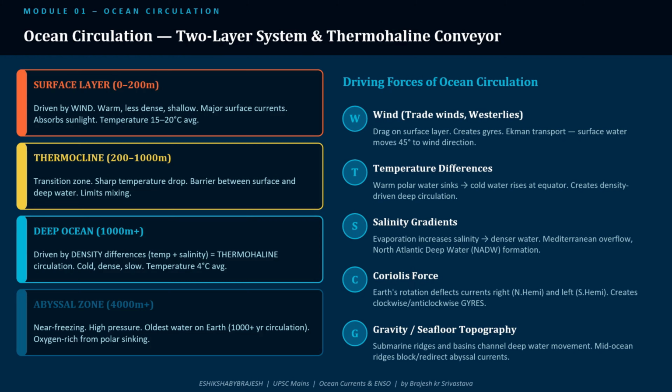Submarine ridges, trenches, and basins channel and redirect deep water currents. The Mid-Atlantic Ridge, for example, divides the deep Atlantic into eastern and western basins with different circulation patterns. UPSC connect. The Coriolis force creating gyres, the thermohaline conveyor belt, and the thermohaline circulation are all examined directly in UPSC. Remember, surface circulation is wind driven, deep circulation is density driven.